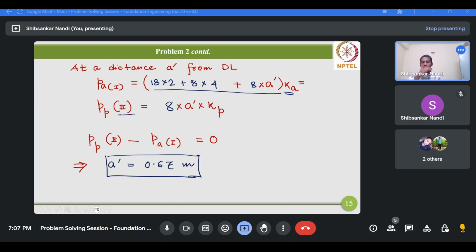Otherwise, since you will be given 4 options, out of these 4 options you can easily figure out what the correct answer should be. There may be some discrepancy due to the rounding off, otherwise it's fine. So any problems?